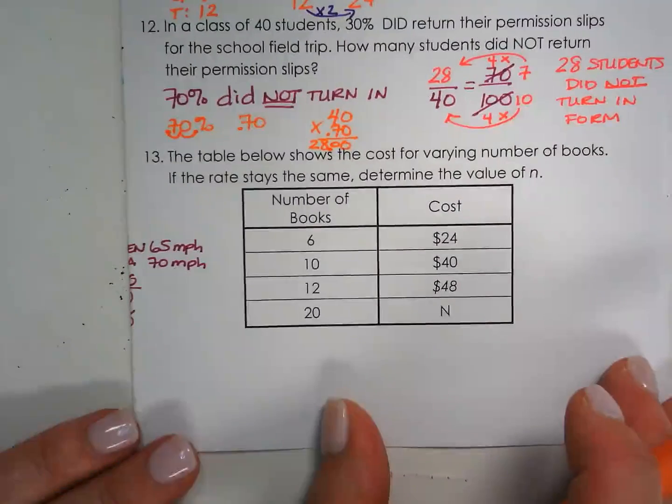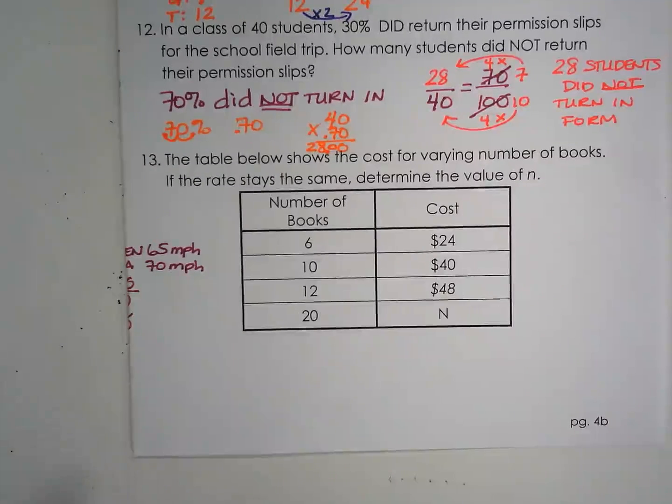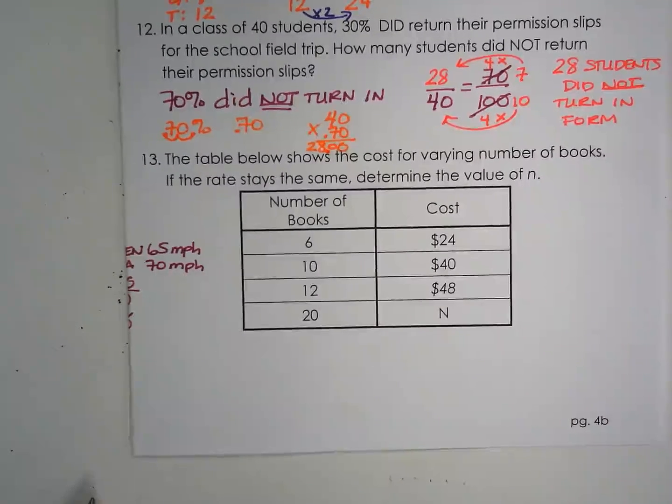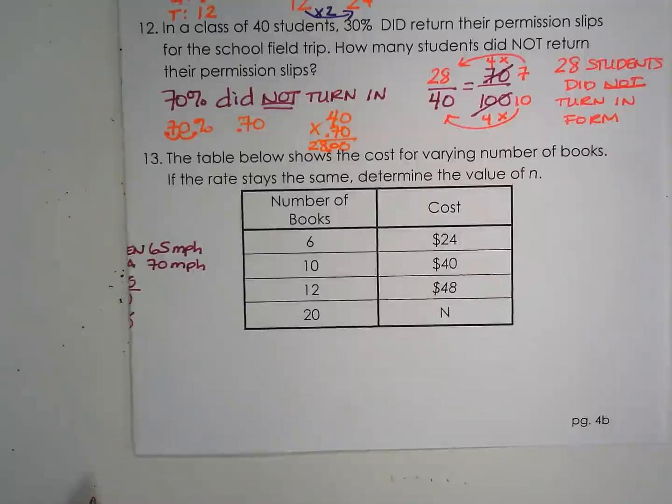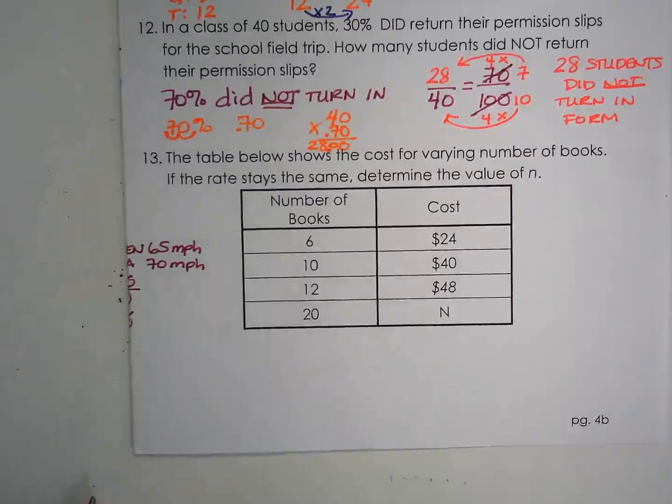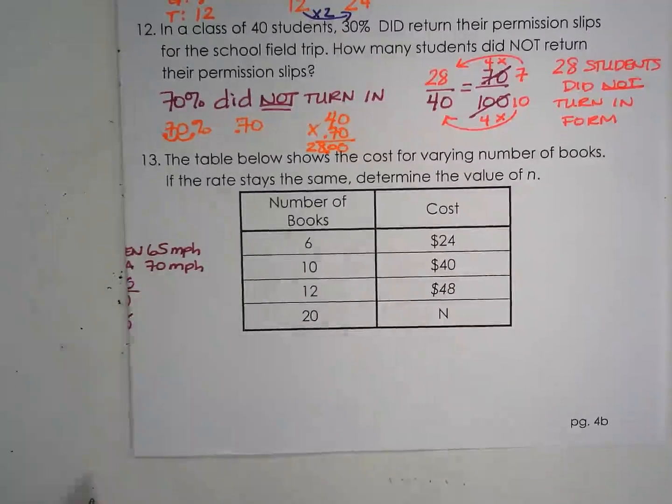All right, question number 13 says that the table below shows the cost for varying numbers of books. If the rate stays the same, we have to determine the value of n. So if I have 6 books, it's $24. If I have 10 books, it's $40. 12 books, it's $48. And we want to know what 20 books would cost.